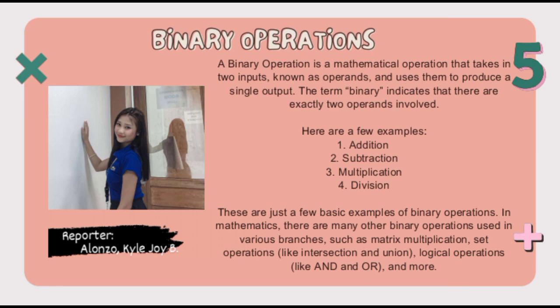And lastly, division. Division is a binary operation that involves dividing one number, the dividend, by another, or the divisor, to obtain the quotient. For instance, if we divide 15 by 3, the result of the binary operation of division is 5. The division symbol represents this operation. These are just a few basic examples of binary operations.